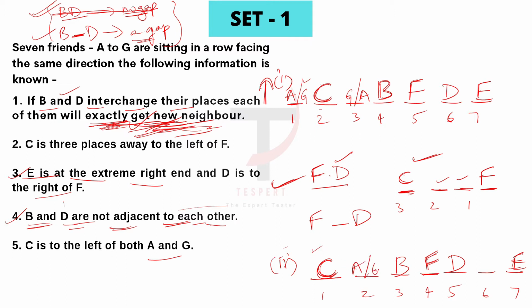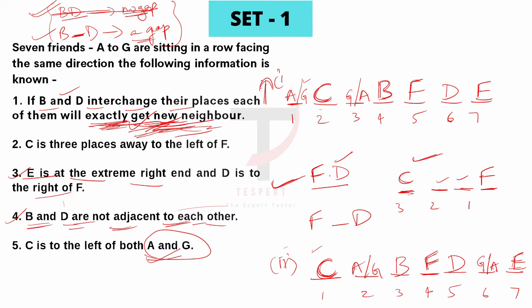Alright. So C is to the left of both A and G. In the first case, C is left to either G or A, because there is still one person left behind C. If G comes here and if A comes here, what happens is C will be to the left of G, but C must be the extreme left, because according to the fifth statement, C is to the left of both A and G, which means A and G must be right of C. Alright, so the first case is absolutely ruled out.